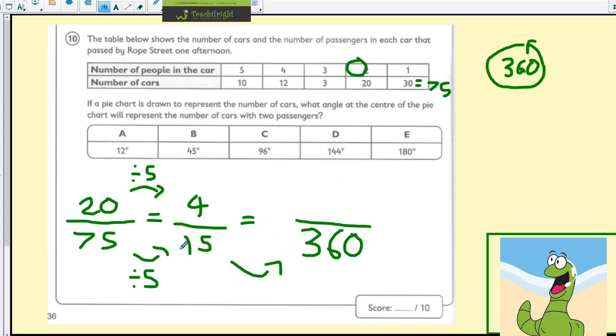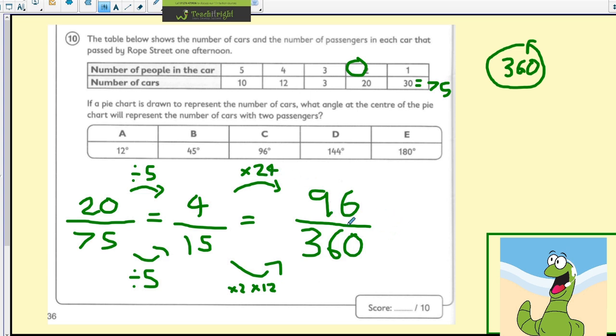So now I need to think, well, how am I going to get from 15 to 360? Well, a couple of ways of doing it. The way I'm planning to do it is, if I times it by 2, I'd get to 30. And then times 30 by 12, I'd get to 360. So what's the same as timesing by 2 and timesing by 12? Well, that's the same as timesing by 24. So 4 times 24 equals 96. And again, times by 4, double it again, so 48, and 48 doubled is 96.